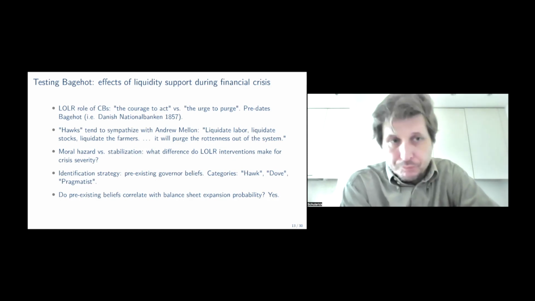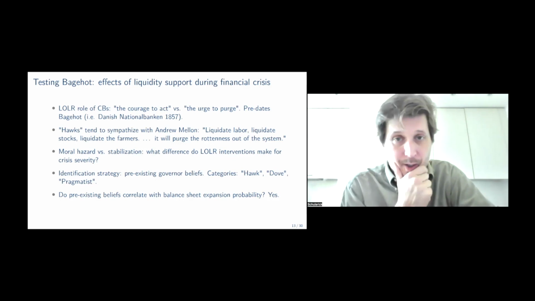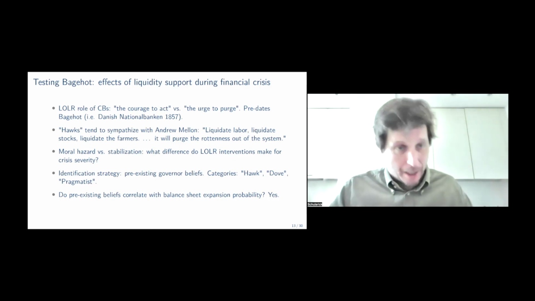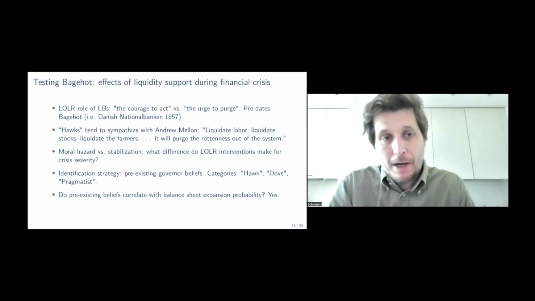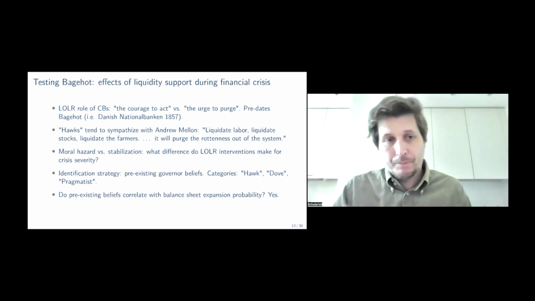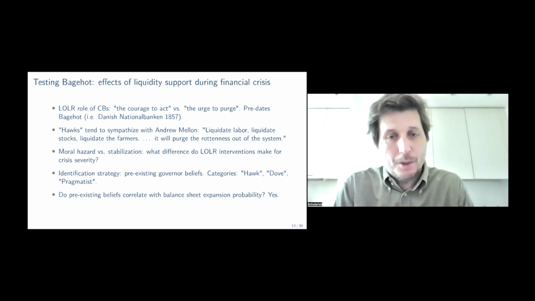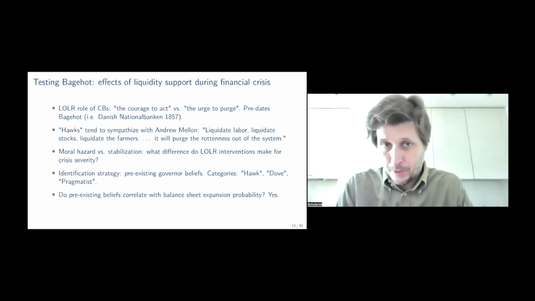It's an old debate between the courage to act versus the urge to purge. It predates Bagehot. The Danish Nationalbank already has a similar situation in 1857. But I think it's clear, and I'm convinced this is true, that over time you get a relatively stable front line, if you will, between those in the central banks, but also in the economics profession and in the media more broadly, who would sympathize with Andrew Mellon's famous "liquidate labor, liquidate stocks, liquidate the farmers, it will purge the rottenness out of the system."